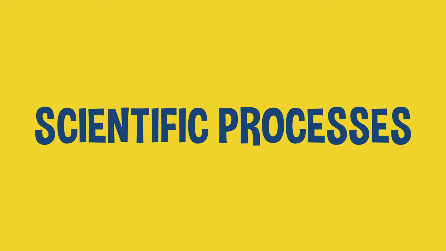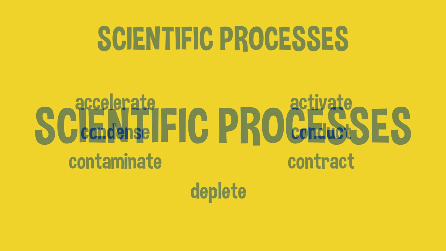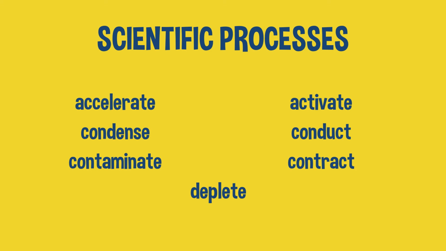In this lecture, I'm going to take you through some words connected with scientific processes. And your 7 words are accelerate, activate, condense, conduct, contaminate, contract, and deplete. Lots of con words in this. Your first word is accelerate.